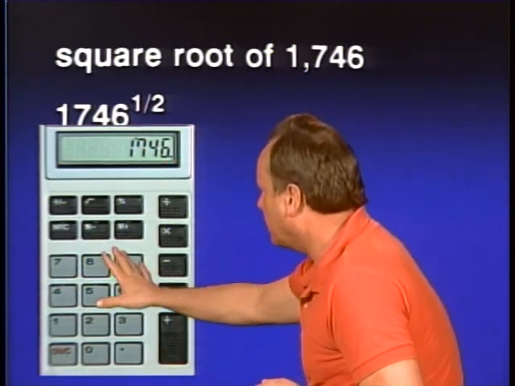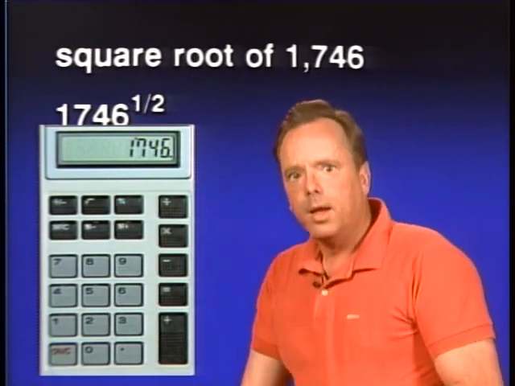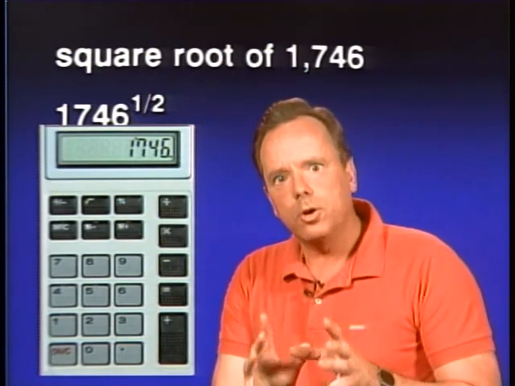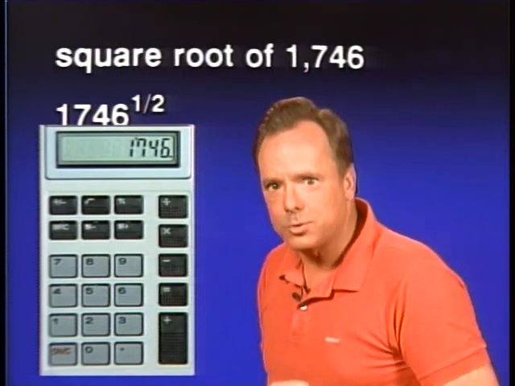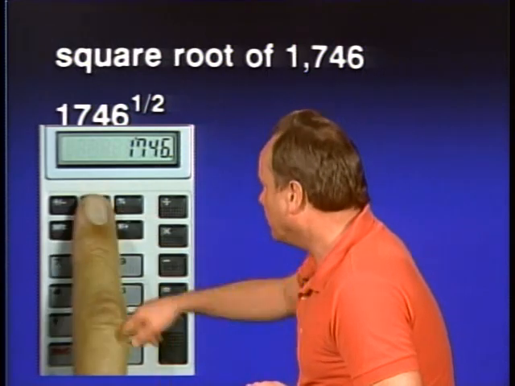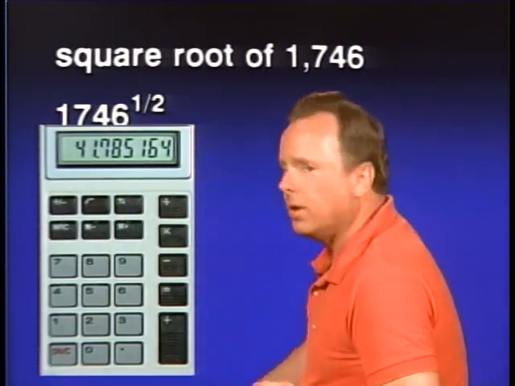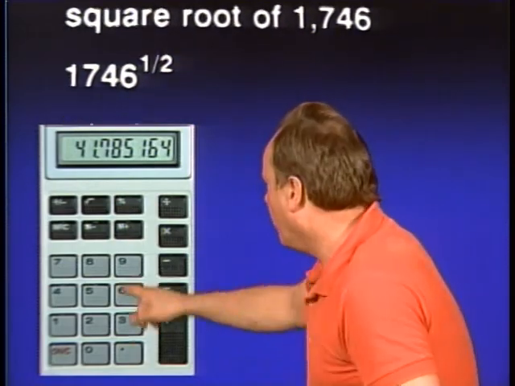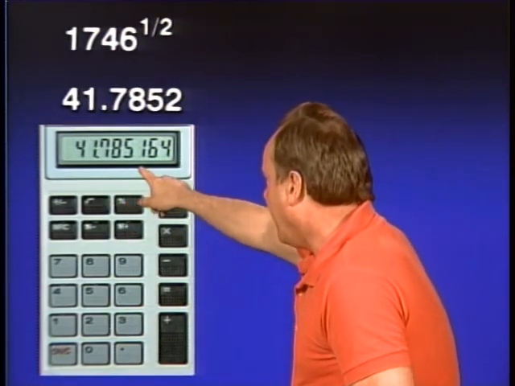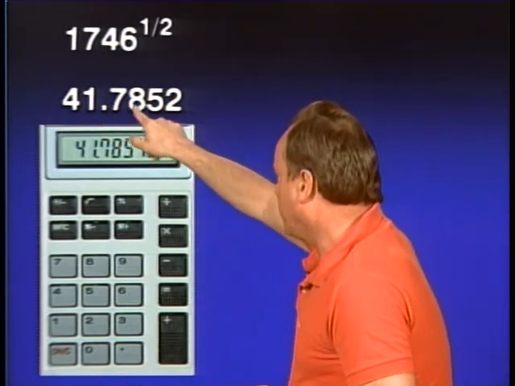Let's do it. Here's 1,746. We'll just key that into the calculator. And notice right here, your calculator has a square root button. Now on the test, make sure you do go to the test with a calculator that does have a square root button, because it's going to make it a lot easier. So you just hit that square root button, and you find out the square root of 1,746 is 41.7852.